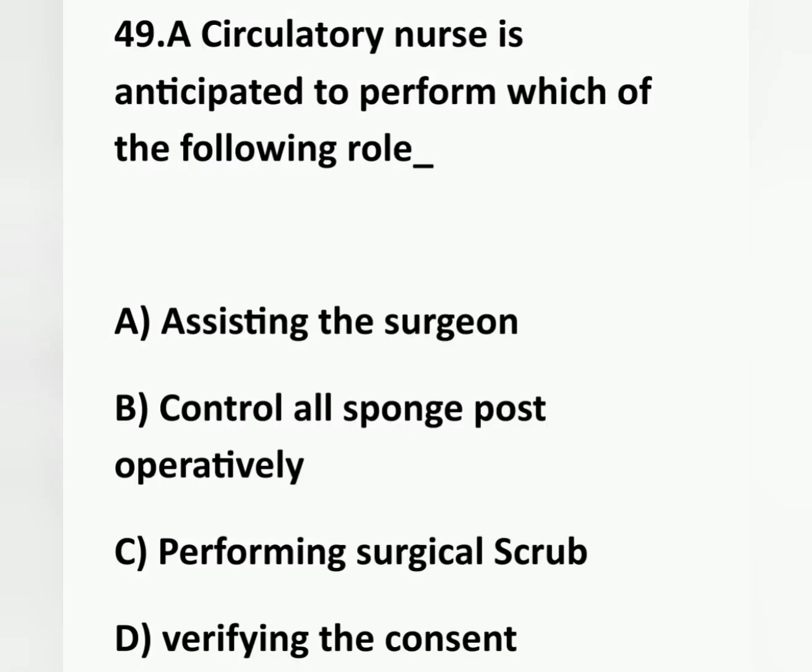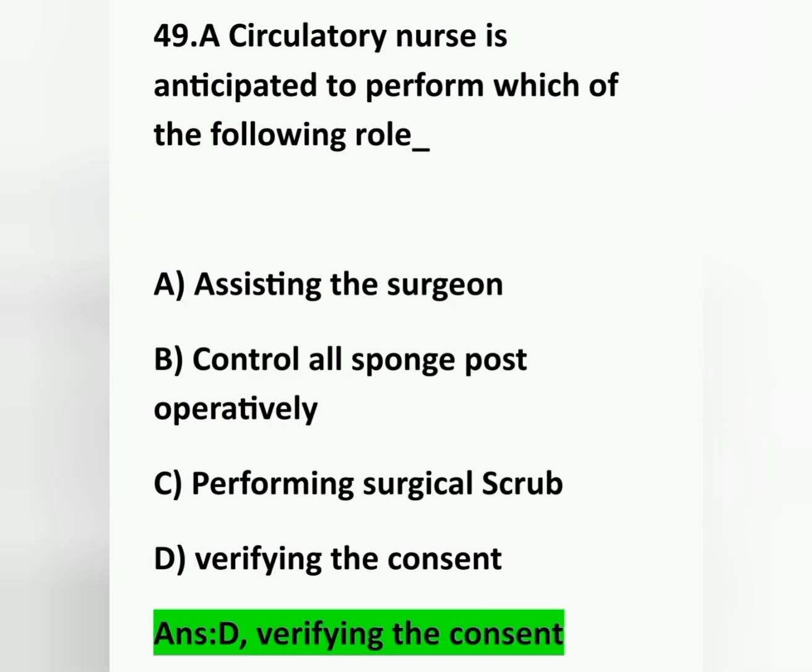Next question, a circulatory nurse is anticipated to perform which of the following roles? Circulatory nurse role. Option A, assisting the surgeon. Option B, control all sponges post-operatively. Option C, performing surgical scrub. Option D, verifying the consent. Here the question is the role of a circulatory nurse. The circulatory nurse should verify the consent. Option D is the correct answer.